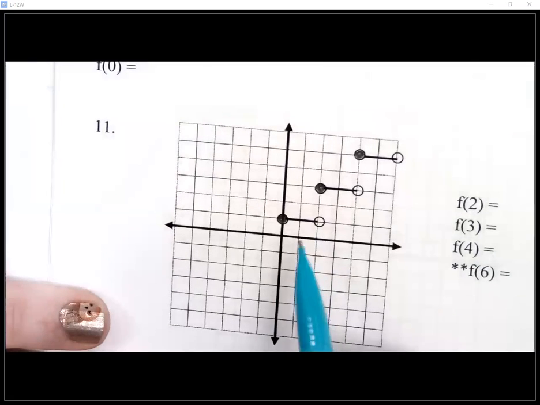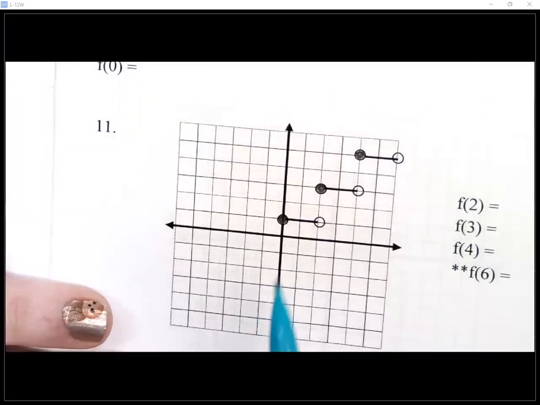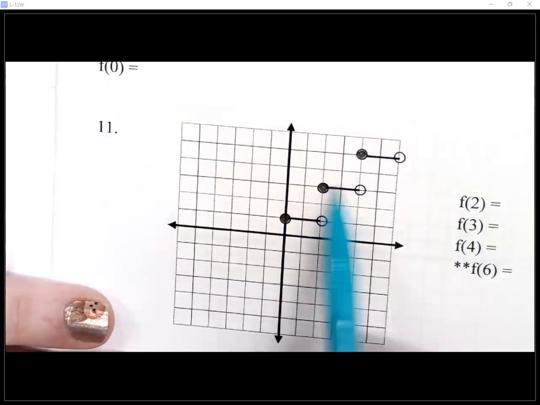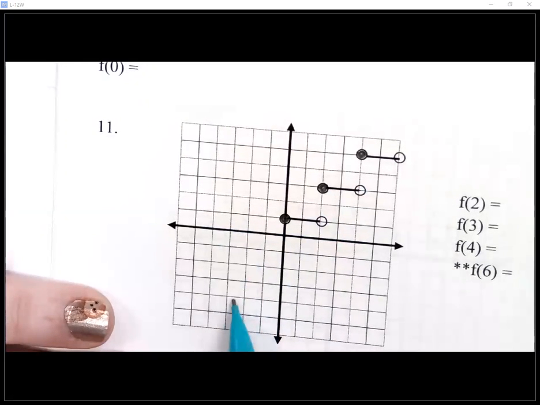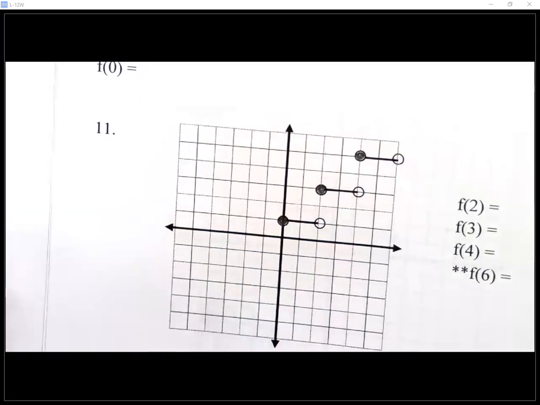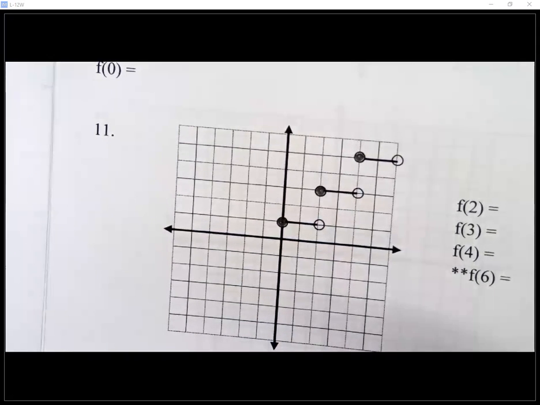All right, guys, let's take a look at this one here. Notice how, is everybody with me? My function exists here, here, and here, but it doesn't even exist over here. And that's okay. So that's just not part of the function, right? So if I were to ask you the domain of this thing, what would you tell me?